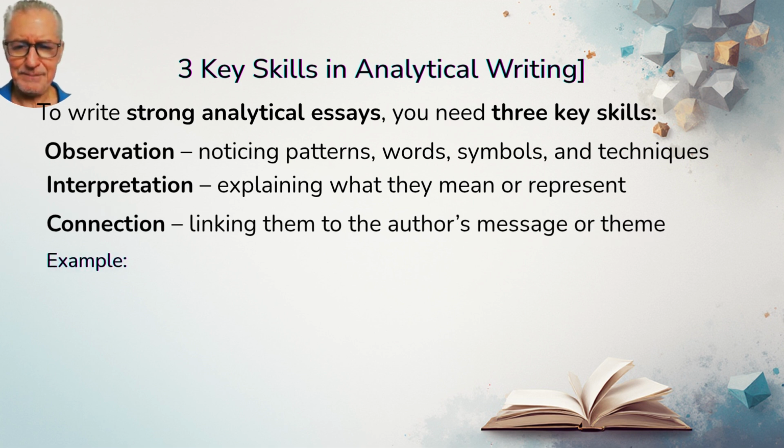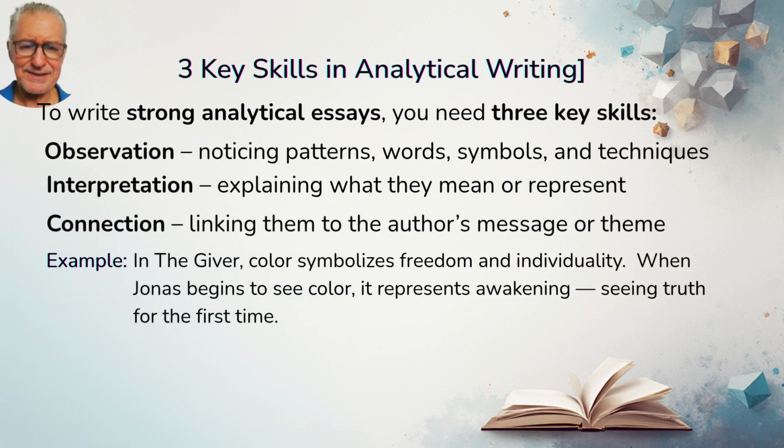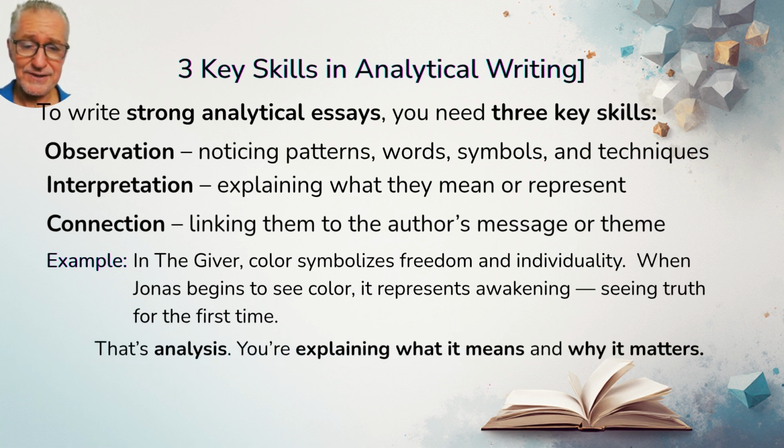Let's have a look at an example. In The Giver, color symbolizes freedom and individuality. When Jonas begins to see color, it represents awakening, seeing truth for the first time. So this is a simple example of analysis. You have identified a symbol of color, you're explaining what it means and why it matters in the text.